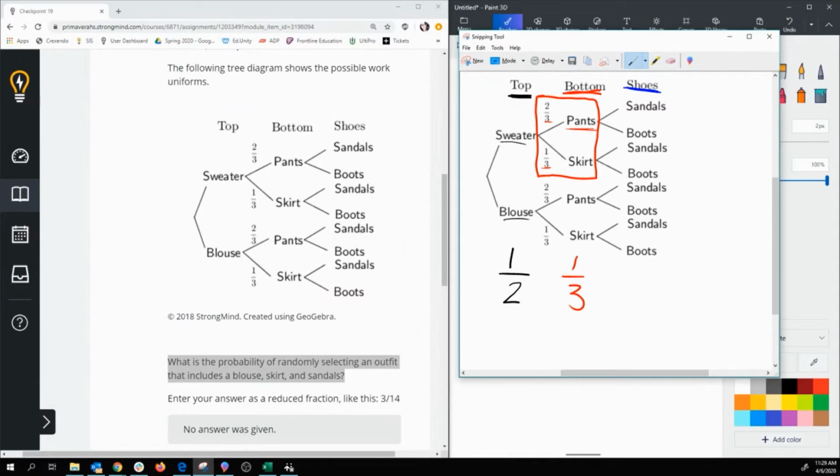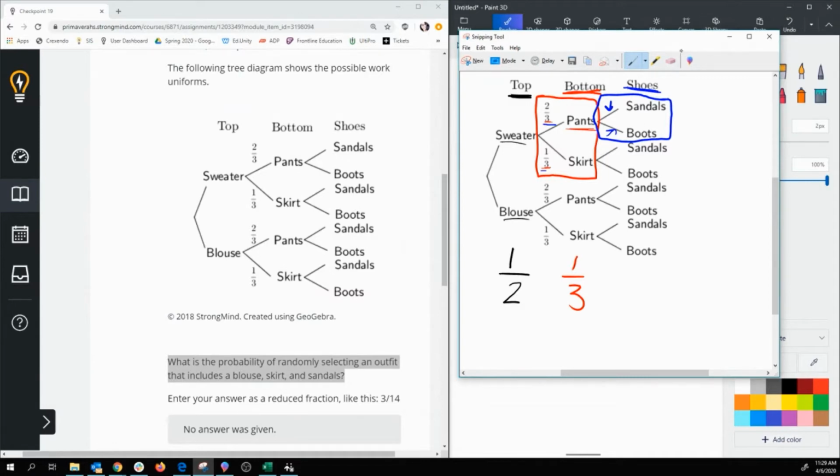So Dawson, that 2/3 and 1/3 only count for bottoms. So the fraction only goes with the outcome that's directly after it. It's like they're a pair. Since on the shoes section, there's no fractions on our branches right here and right here, that means that for shoes, there's just those two options. So those fractions, this 2/3 and the 1/3, only go with pants and skirt.